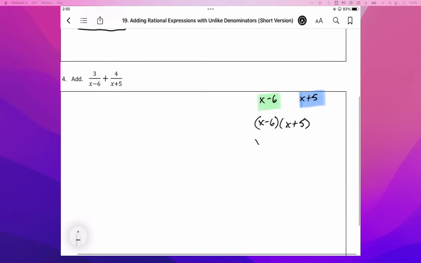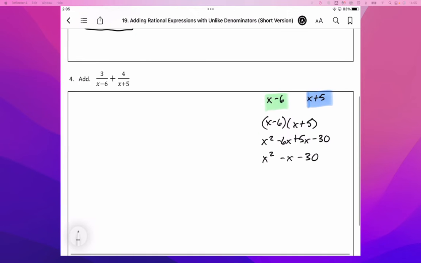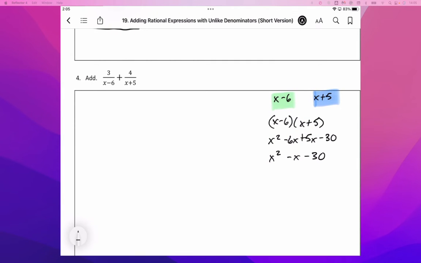And we're going to get x squared minus 6x plus 5x minus 30, which simplifies to x squared minus x minus 30. So our common denominator is going to be x squared minus x minus 30. Now the important thing to understand there is that really what we're doing is we're just multiplying both of the denominators together to get to that spot. And so the way that I'm going to think about this one actually is with that yellow bar right there, and not multiply it out, because it will just be easier for me to see personally as I do this.